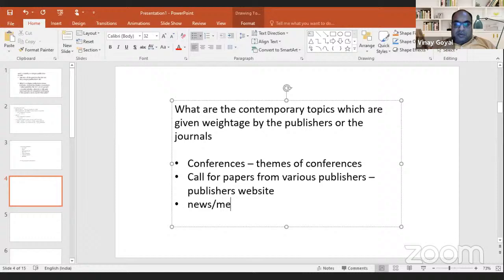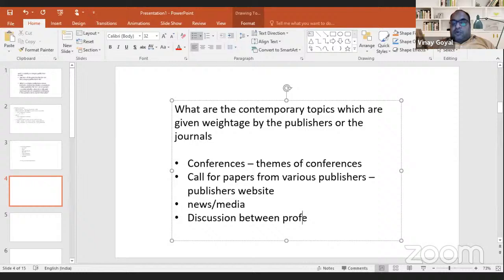News media. Harvard Business School says discussion between professors. I don't know how much this happens in India, but Harvard says that the research idea only comes when there is a discussion between professors. So two professors or four professors will sit together and keep on talking, and at the end of the day they will come up with a certain solution, or a certain problem.